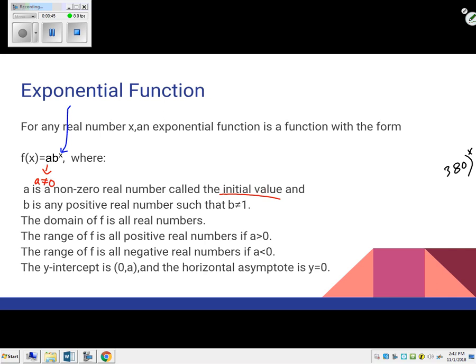I wouldn't even have anything. b is going to have to be a positive real number. So not only am I wanting b to be positive, I also don't want it to equal 1. If b equals 1, it gives me a constant function that will not work. The big thing I want you to see, though, with this is that the x is in the exponent, and that's how I know if I have an exponential function.